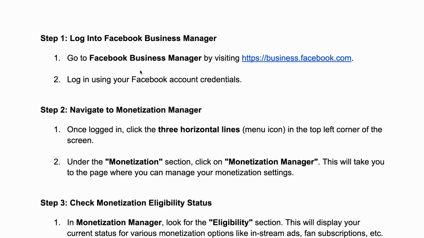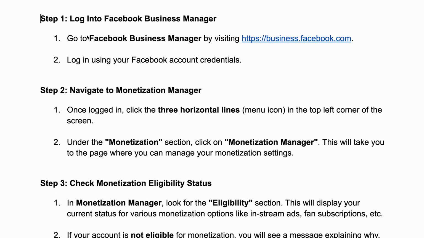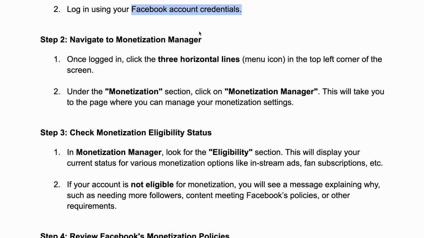How to get help with Facebook monetization eligibility. First, go to your Facebook Business Manager by going to this right here and log in using your account credentials. Then navigate to the Monetization Manager, click on the three dots under Monetization, click on Monetization Manager. This will take you to the page where you can manage your monetization settings.